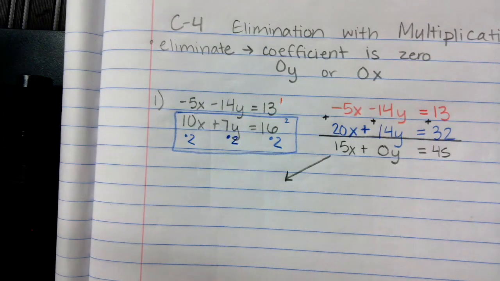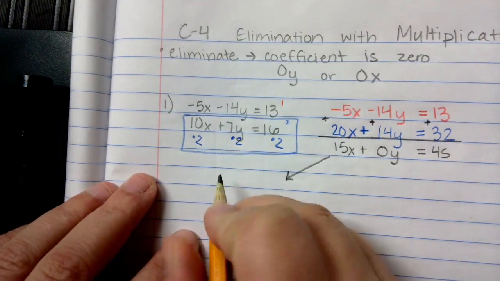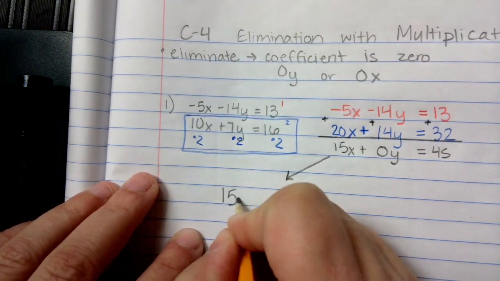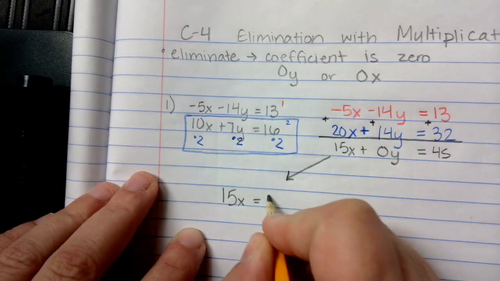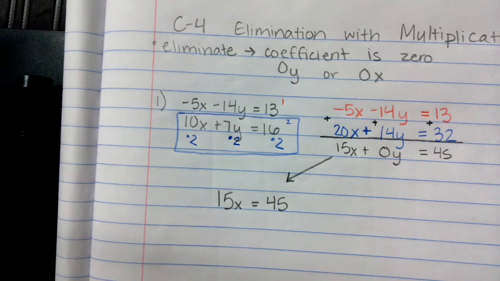So what equation can I write from that where I only have one variable? 15x plus 45. Yeah, I can just completely remove that y. I eliminated it. So I can just write 15x equals 45. And then we can solve that.